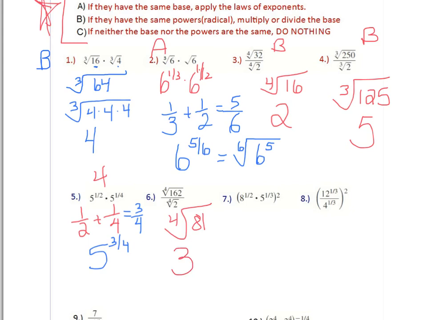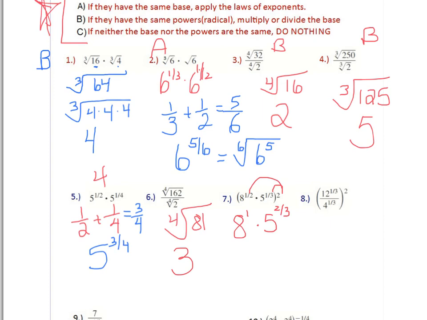Now for 7, on the inside of the parentheses here, we have different bases and we have different powers. So technically that's C, but first I'm going to handle the whole quantity to the power of 2. Because it's a monomial inside, I can apply this power of 2 to both terms. So when I multiply 1/2 times 2, I get 1. And then 1/3 times 2 is 2/3. And that's going to be our final answer for 7.